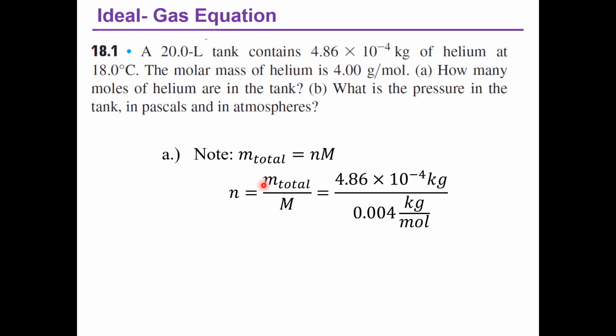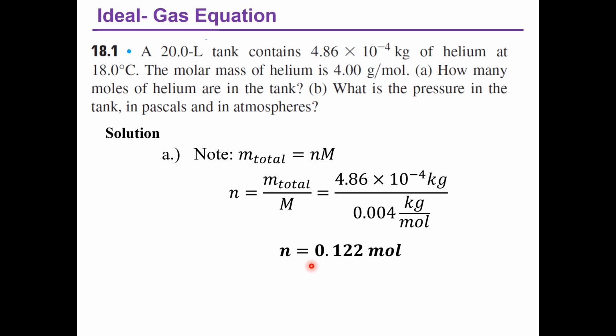So n is equal to the total mass of this helium over the molar mass M, and they are given the mass m, and the molar mass is 4 grams converted to kilograms per mole, that is 0.004 kilogram per mole. So therefore, how many moles of helium? Then the answer is 0.122 mole. So the number of moles in that tank is equal to 0.122 moles.